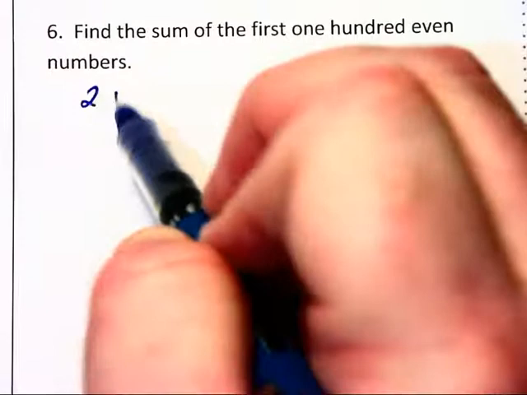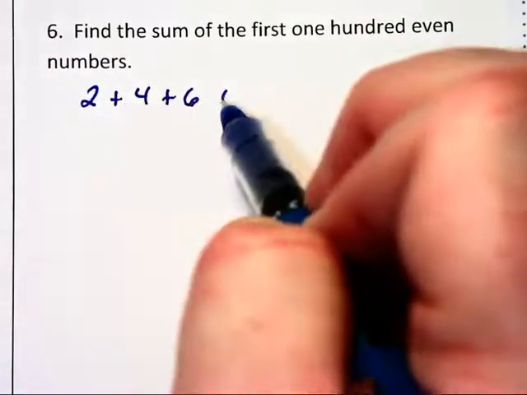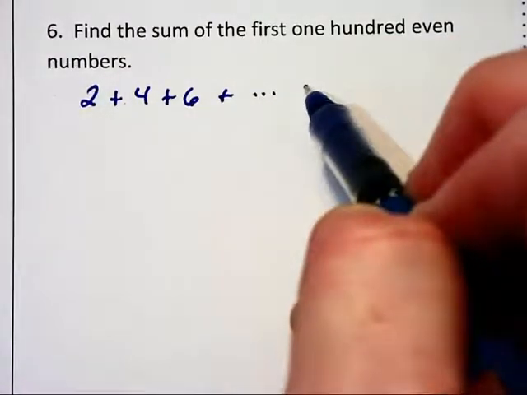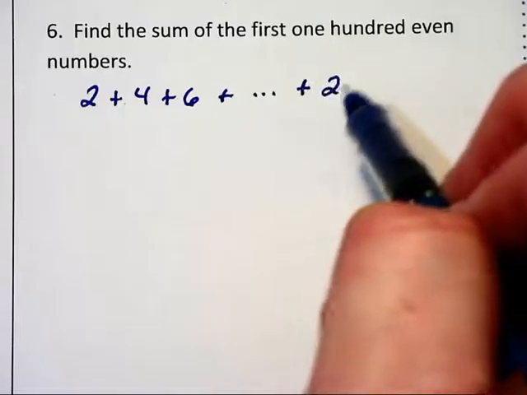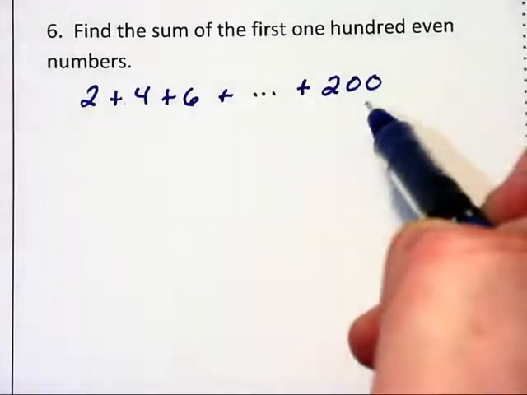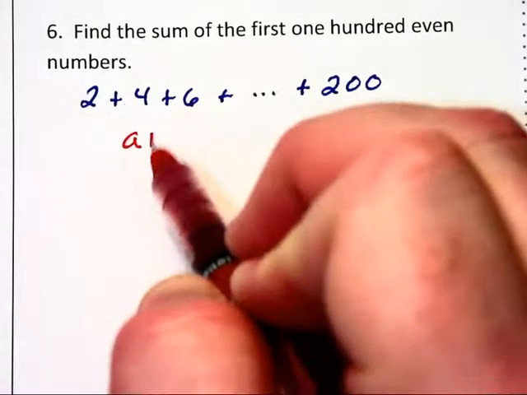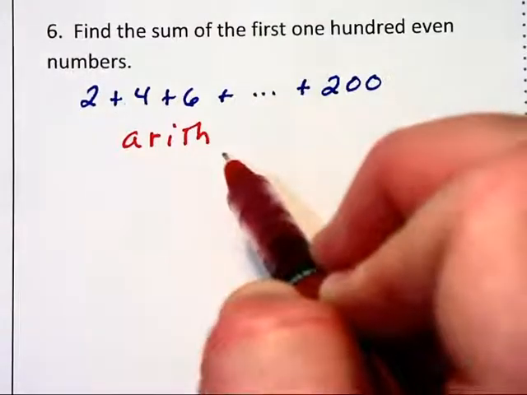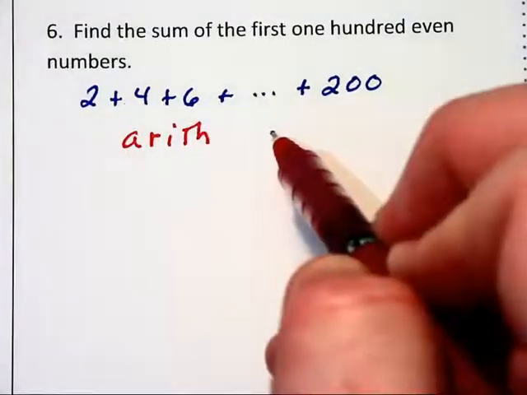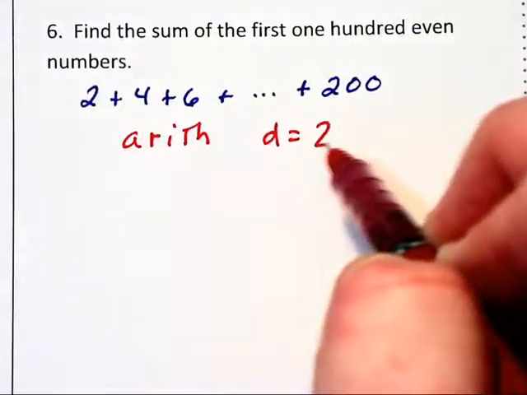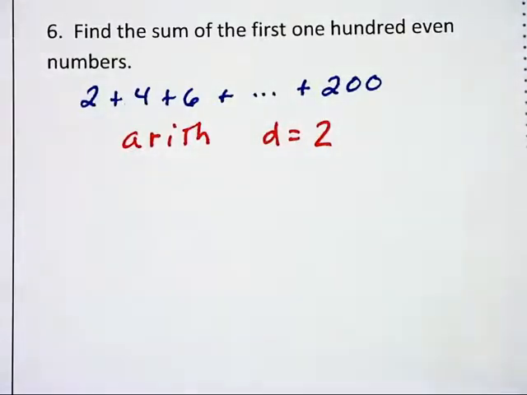Find the sum of the first 100 even numbers. That is 2 plus 4 plus 6 plus ... Not up to 100, but up to 200. 200 is the 100th even number. This is an arithmetic series, because we have addition signs. The value of d is 2 because even numbers are 2 apart.